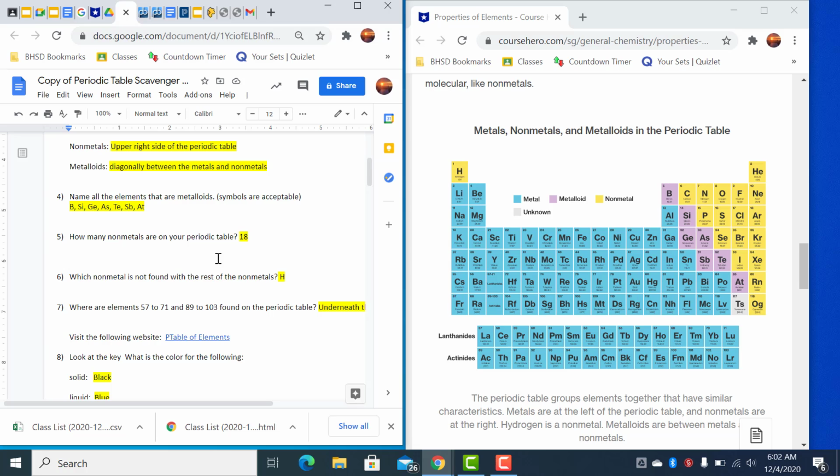6, which nonmetal is not found with the rest of the nonmetals? That's your hydrogen. And by the way, the reason hydrogen is there is because hydrogen has the 1 valence electron, and group 1 has 1 valence electrons. So that's why hydrogen is there. 7, where are elements 57 to 71 and 89 to 103 found? Underneath the periodic table, the lanthanides and the actinides down there.